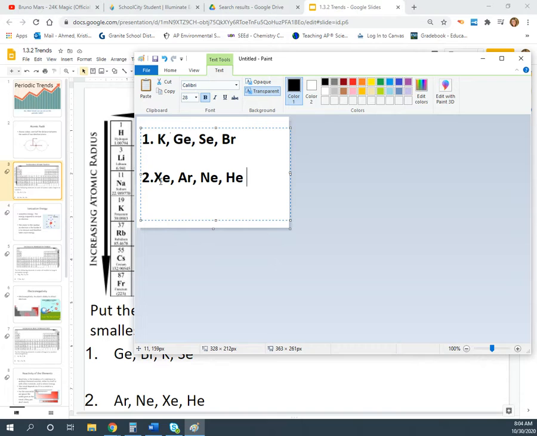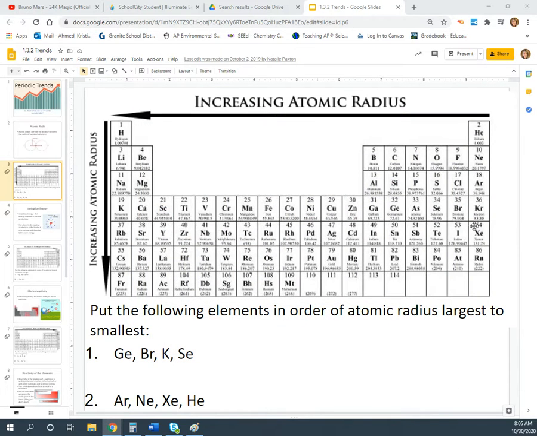Number 2, you should have ordered xenon as the largest because it's at the bottom of the group, followed by argon, neon, and helium is our smallest because again, this is on the bottom, this is on the top. So this is the largest, the next largest, and the smallest is helium because our largest atoms are at the bottom, our smallest atoms are at the top. So hopefully you got that one right.